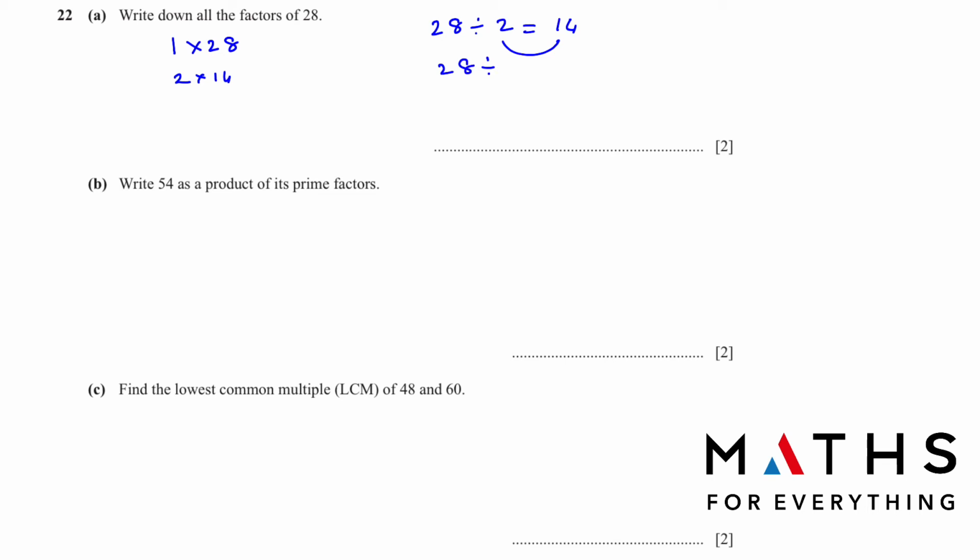When you divide by 3, you will get a fraction. So this is not used. Then 28 divided by 4 will give you 7. So the other factor is 4 multiplied by 7.